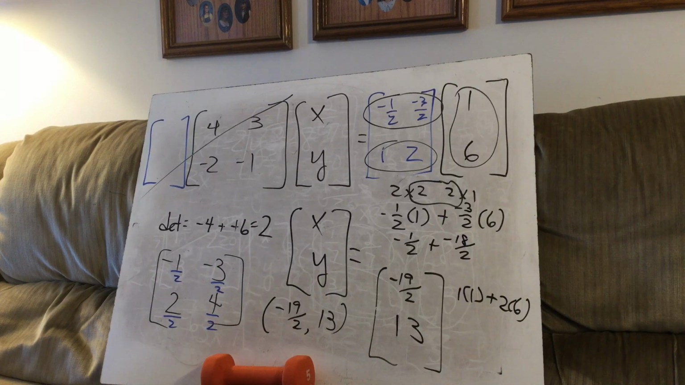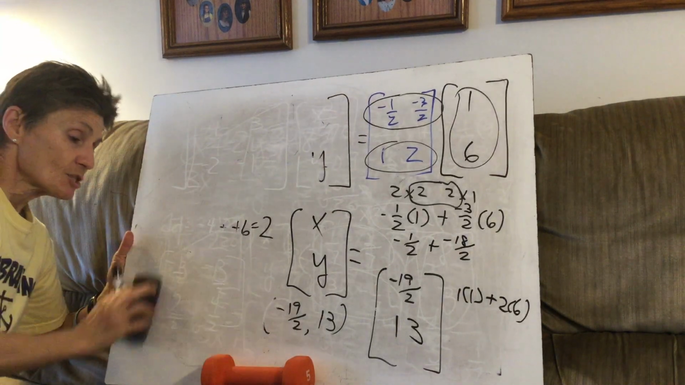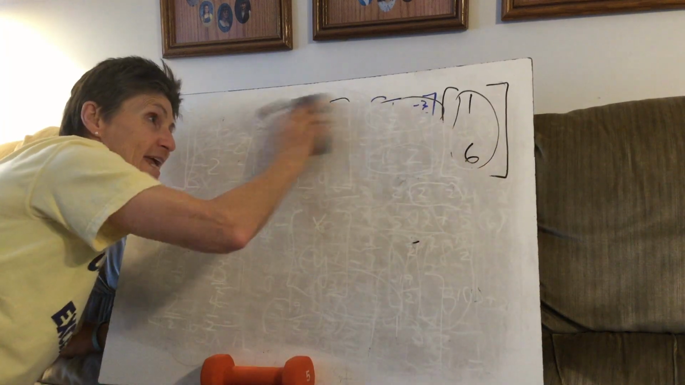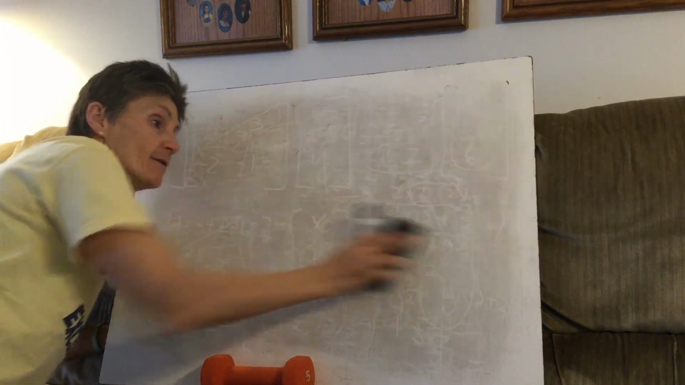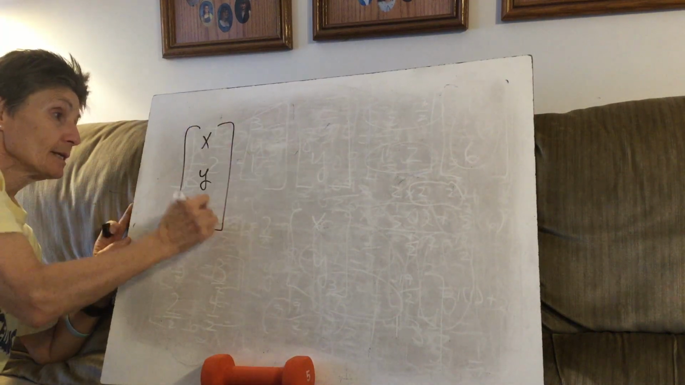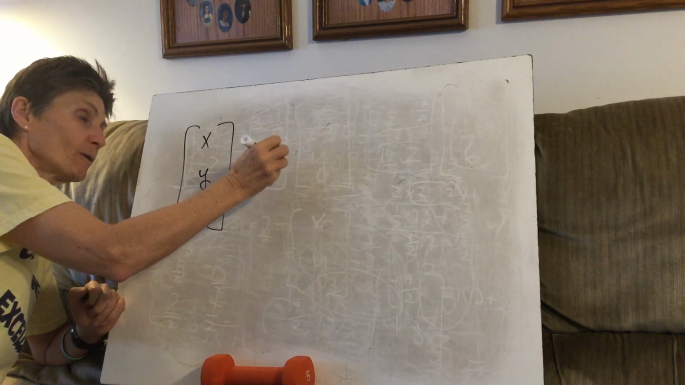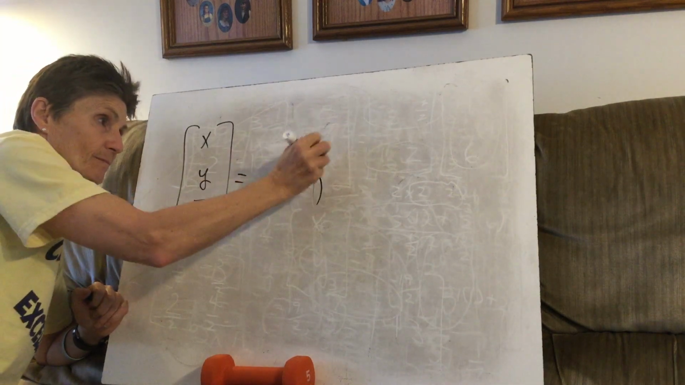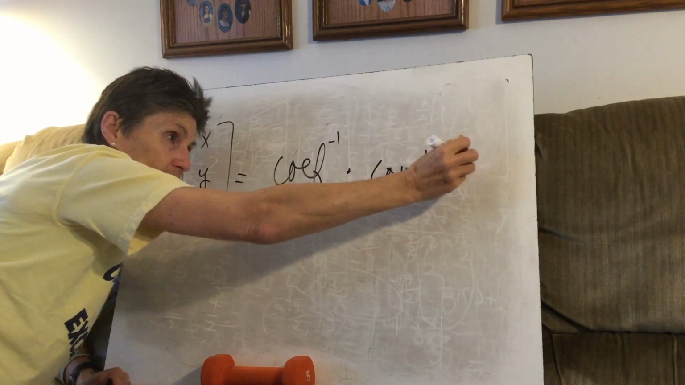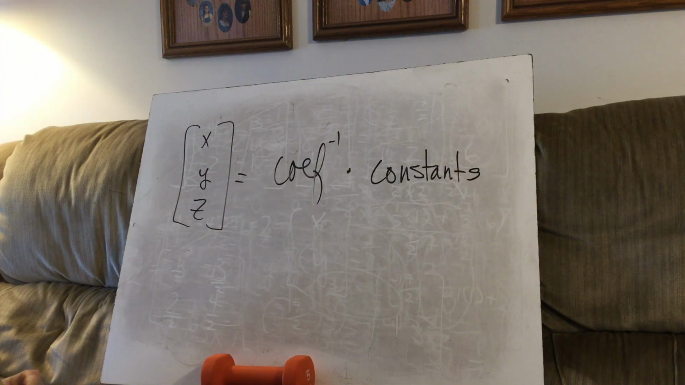All right? Now, we're going to try the next one. And the next one's on the calculator. So we're going to remember what Mrs. Ford just said. Your answer, in this case, your answer is XYZ, is going to be found by taking the inverse of the coefficients times the constants. Okay? That's how you're going to get your answer. That's how we did the last two.